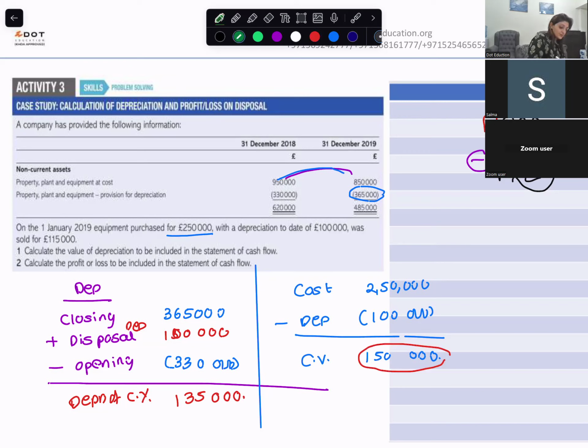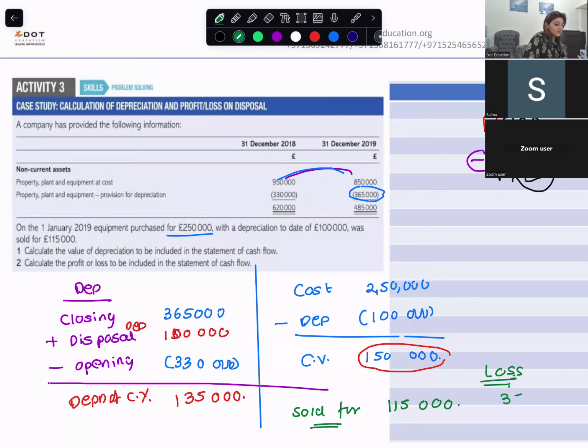The carrying value of the asset sold is 150, and it is sold for 115. So is it a profit? No, it's a loss. How much? It is a loss of 35,000.